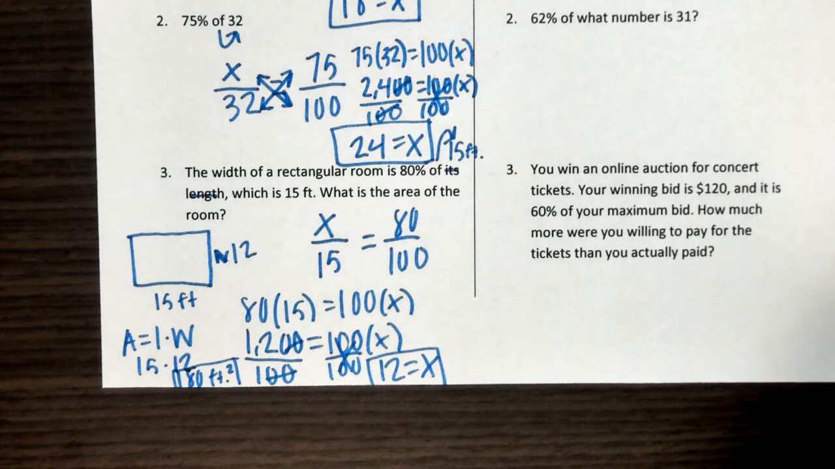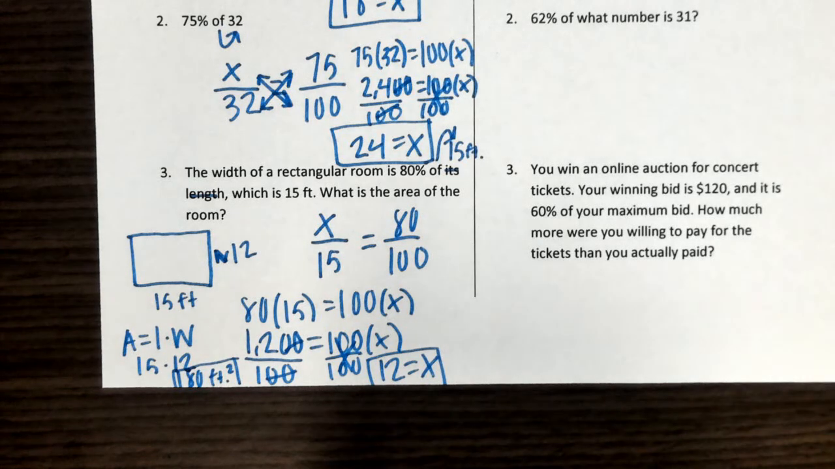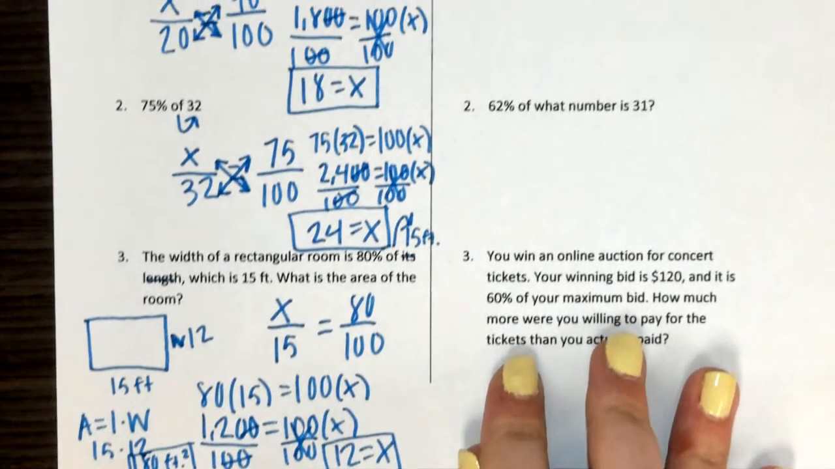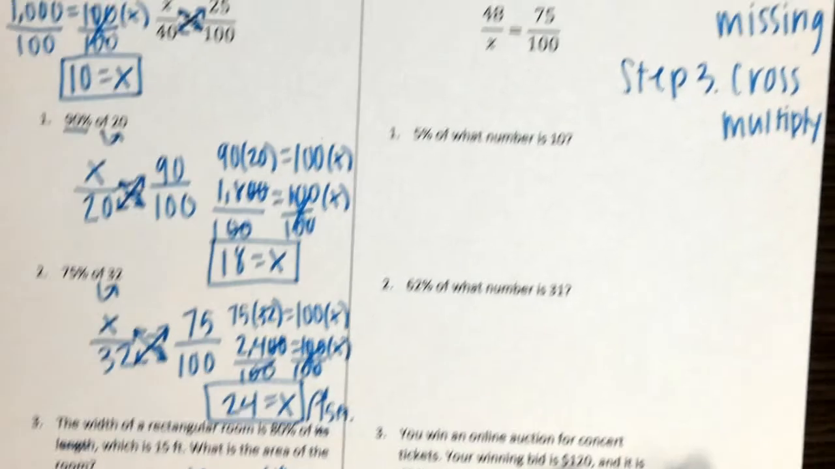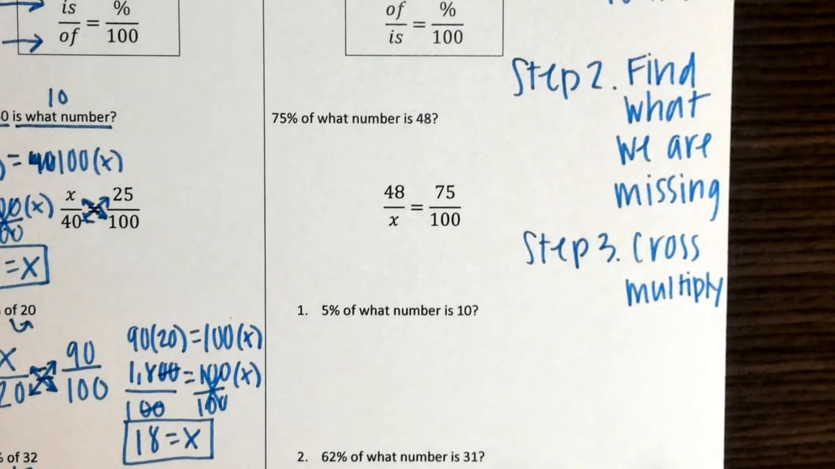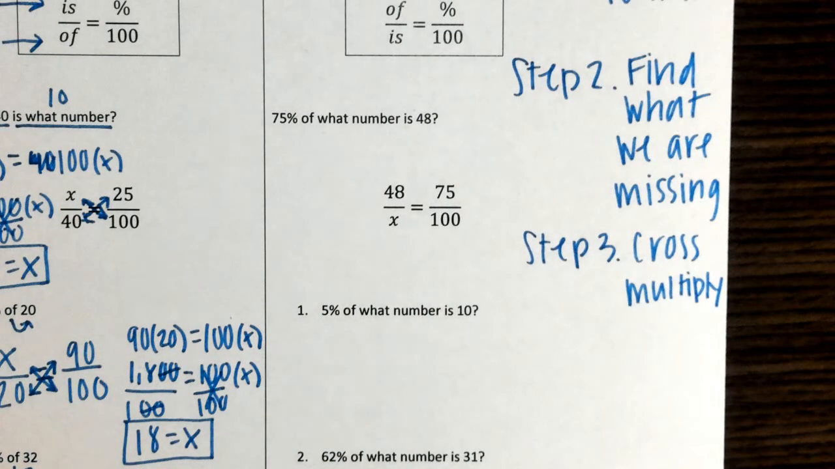Okay, so sometimes you're going to have to figure out what, it's not always just going to be the of that's missing. Sometimes it may be the is. Okay, so if we move over to this side, give me 1 second. I'm going to finish the rest of the notes in this next video.